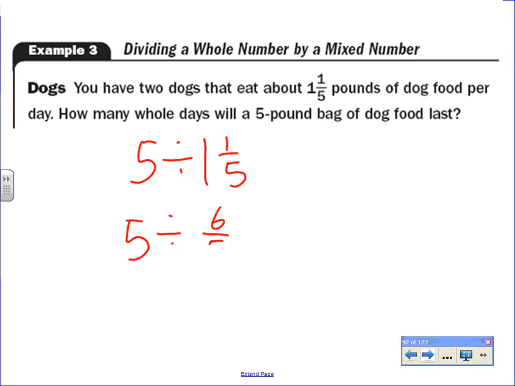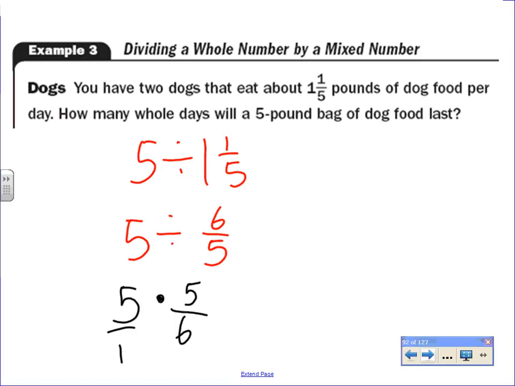Okay, so 5 divided by 1 1/5. Step 1 is change the mixed number to an improper fraction. So change 1 1/5 to 6/5. And then keep, change, flip. So 5 is just rewritten. Division changes to multiplication. Flip 6/5 to 5/6.